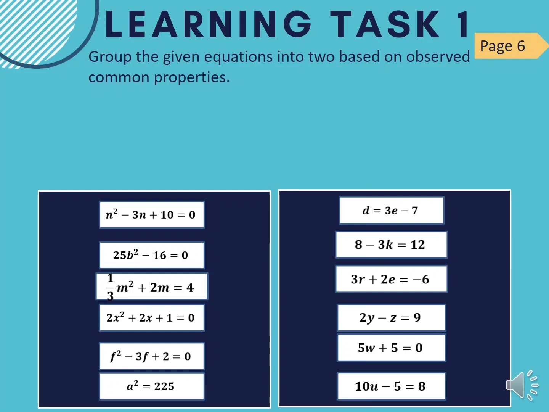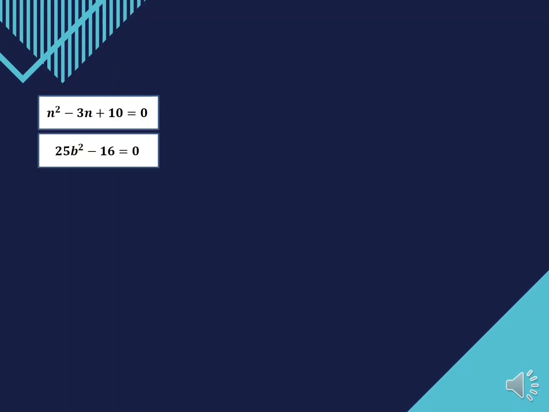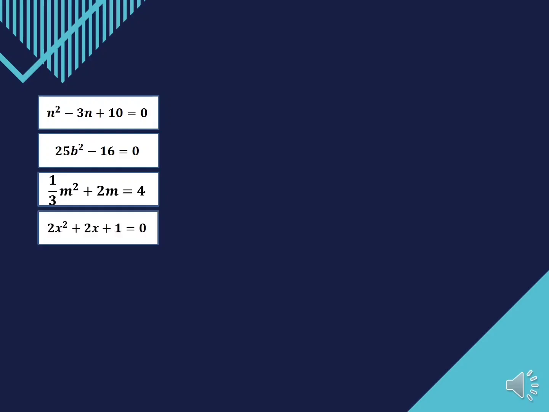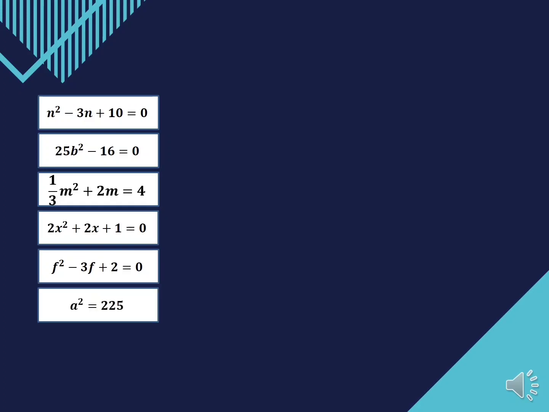Very good. Based on our previous activity, the following equations are in the degree of 2. So we have n squared minus 3n plus 10 equals 0. We also have 25b squared minus 16 is equal to 0. We have 1/3 m squared plus 2m equals 4. And also, we have 2x squared plus 2x plus 1 is equal to 0. We have f squared minus 3f plus 2 is equal to 0. And of course, we have a squared is equal to 225.